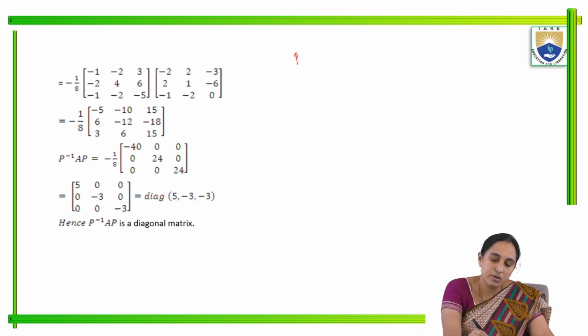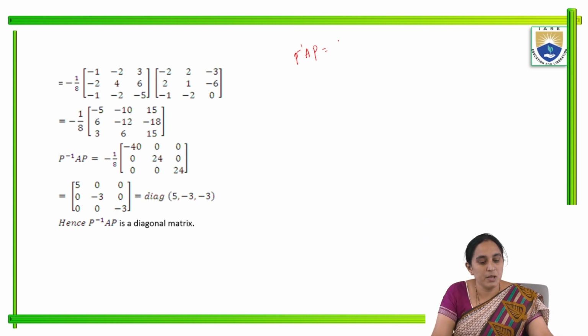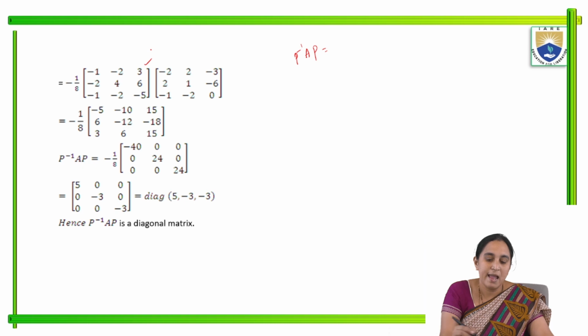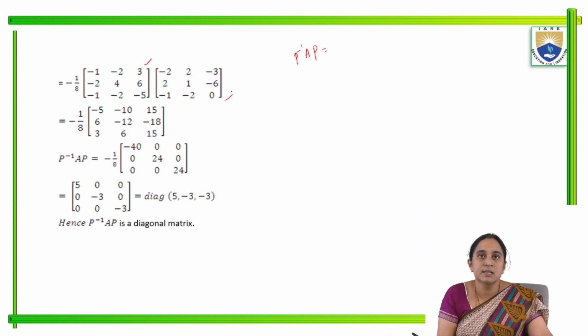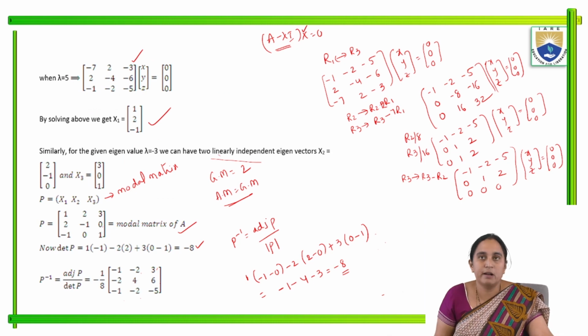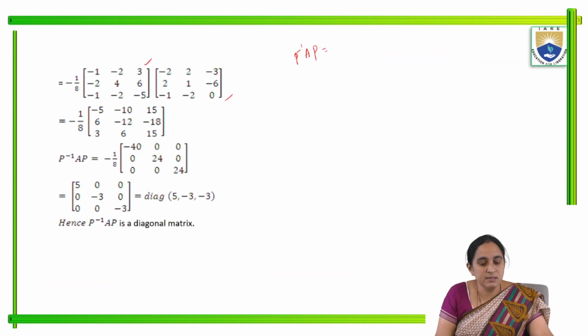The next step is to multiply P inverse A P. Here, P inverse is adjoint P by det P, A is the given matrix, and P is the modal matrix. Multiply these three matrices. We already know the multiplication of matrices.